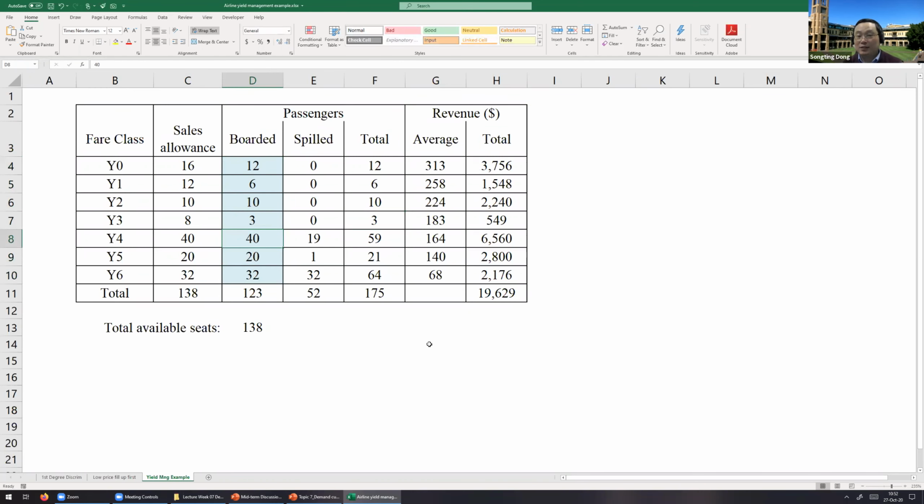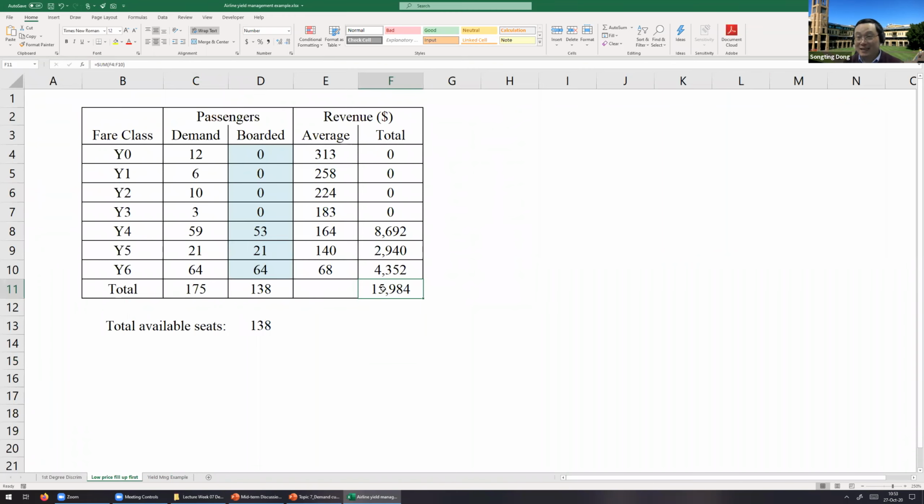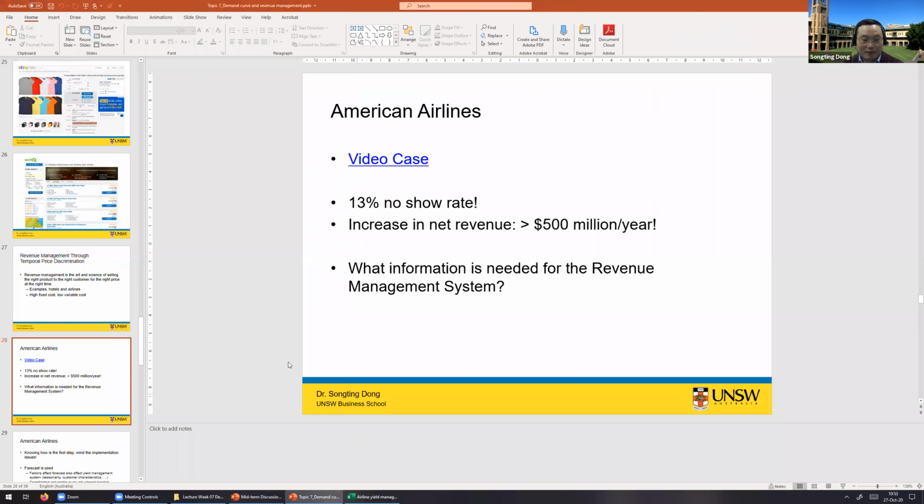So in the end, you will see we sell 123 tickets, but the profit is 19,600 something. It's much higher than this worst scenario case, pretty close to the best one.